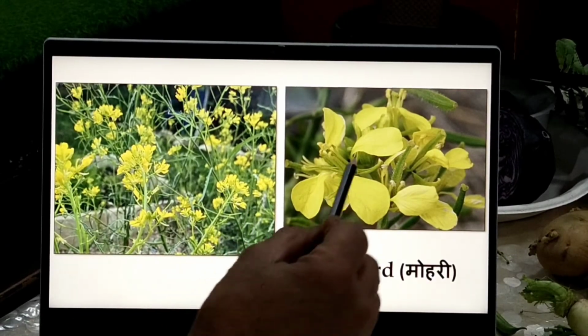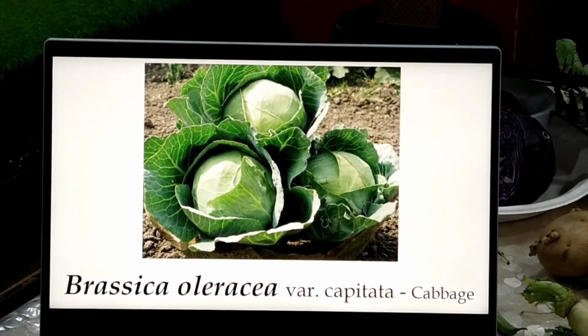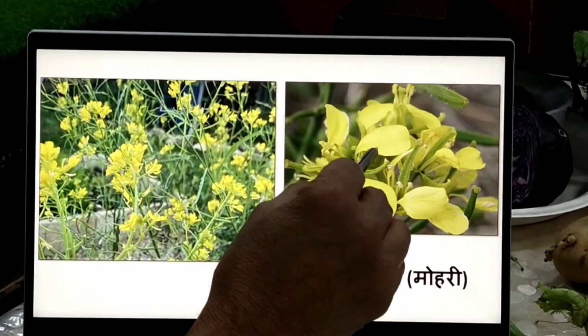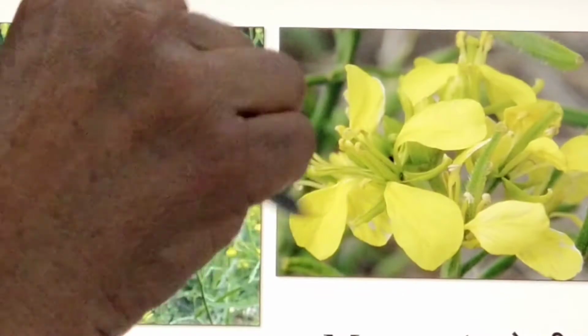Look, the cross is clear. I think we have a separate flower. No, we don't have a flower around. So you can see the cross 1 and 2, and you can see the stamens here and a carpel here.